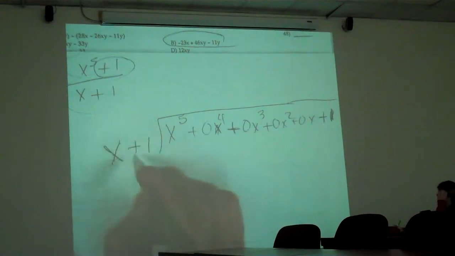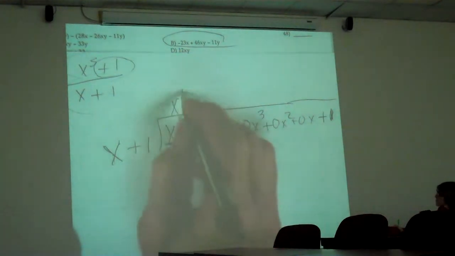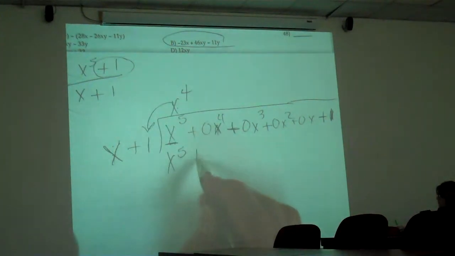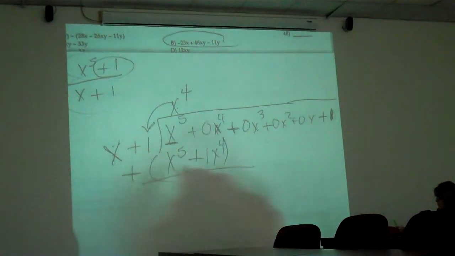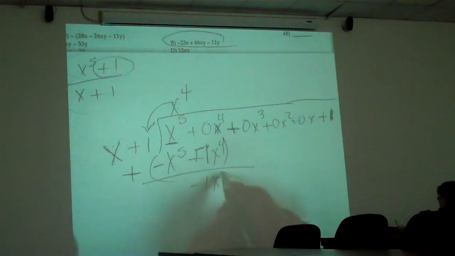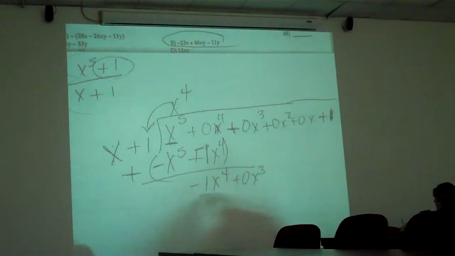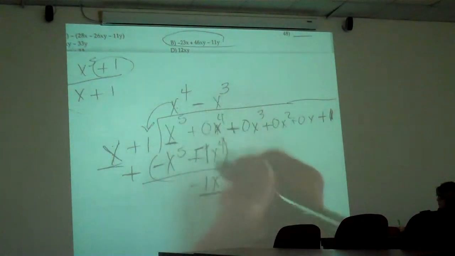Okay. So x plus 1, what do we need? X to the 4th. X to the 4th times x is x to the 5. X to the 4th times 1 is x to the 4th, right? Put your subtraction. Subtracting is adding opposite, opposite. So we have negative 1 x to the 4th. Bring our next one down. What do we need here? Negative x to the 3rd, or negative 1x to the 3rd.